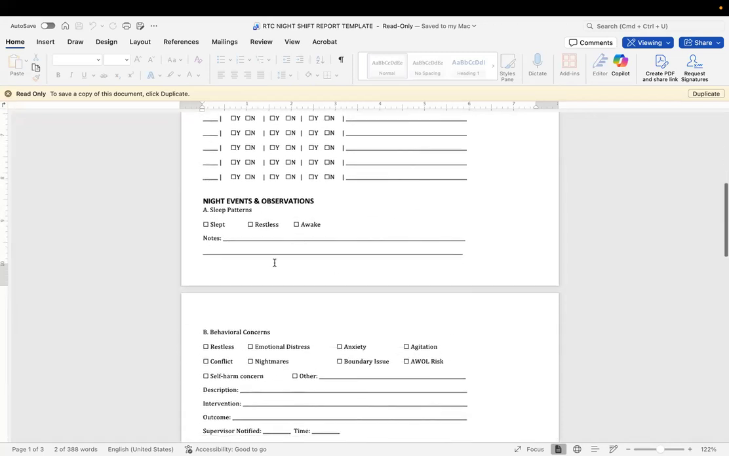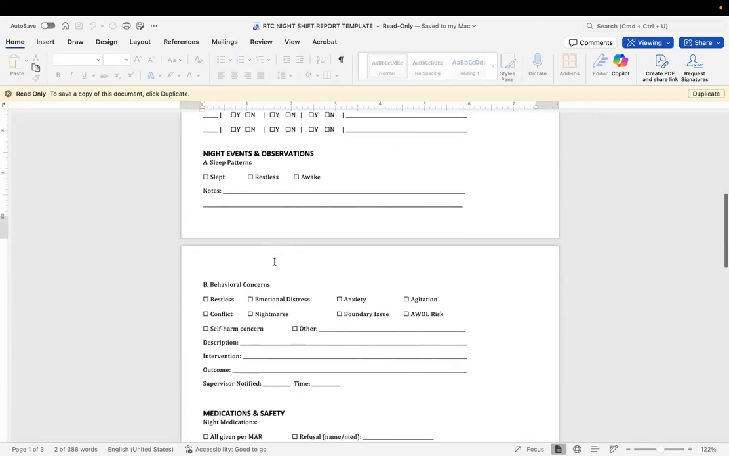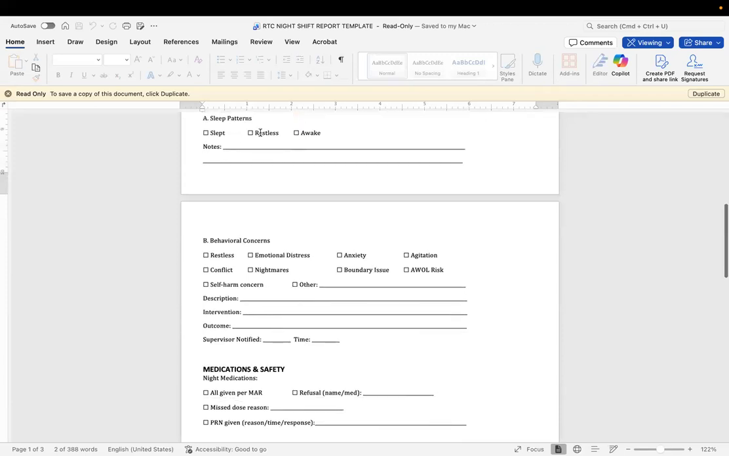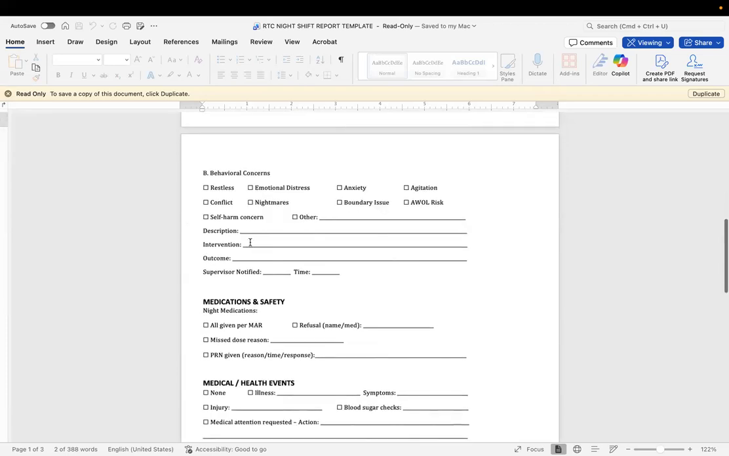And then this is where you would do your observation at the end of the night. Again, it's going to take you just a few minutes. Most of the people are going to be slept, no significant occurrences. But if you had somebody that was up and down, then restless. If you have somebody that never went to sleep, make sure you're articulating that they were awake. Behavioral concerns, whether they were restless, emotional distress, nightmares. If you're hearing somebody cry out, that's nightmares, night terrors. Make sure to talk about that.